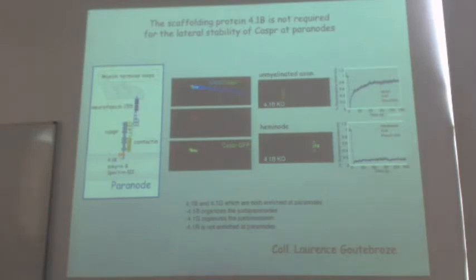in the knockout mice. So meaning that 4.1B does not play a strong role in the stabilization of Caspr in this region. So maybe it is because of redundancy between the proteins of the 4.1 family, because 4.1G is also enriched at the paranodes and may compensate for the lack of 4.1B.